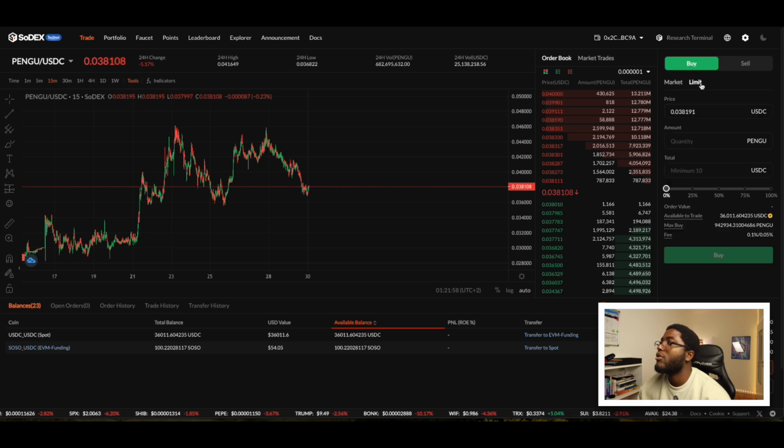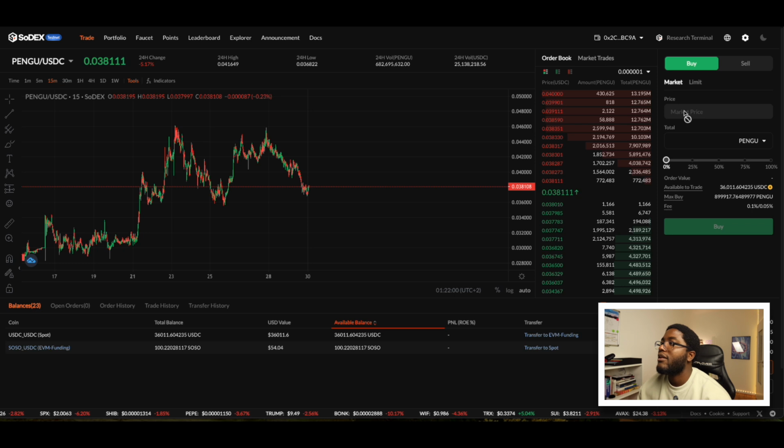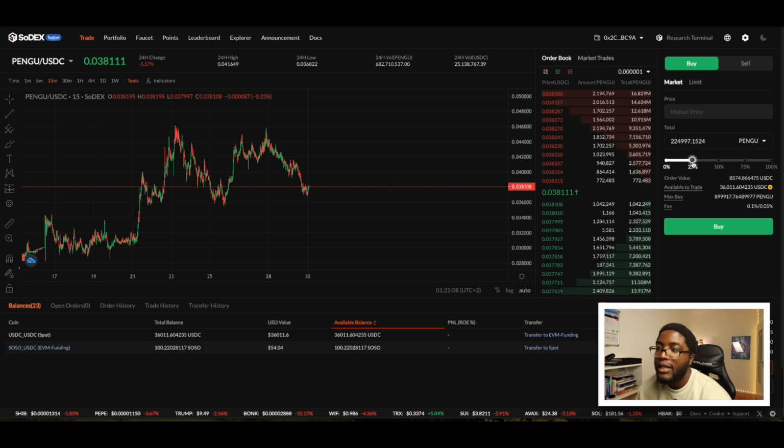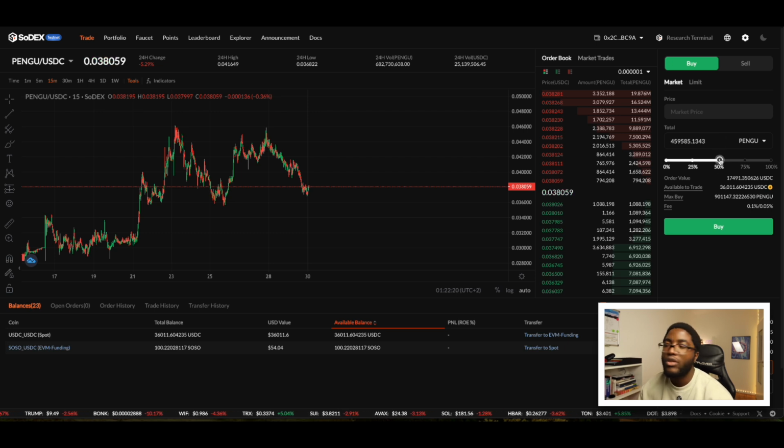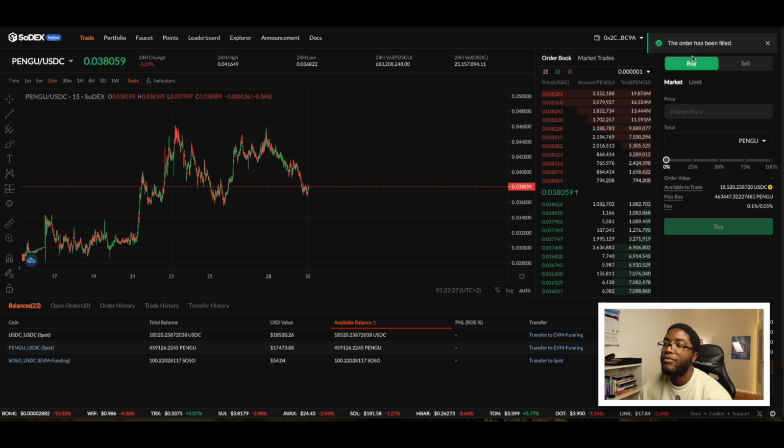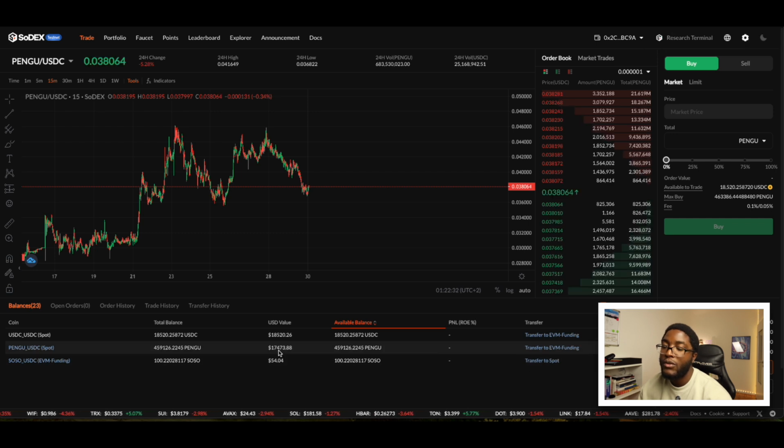Market and limit. We're going to go to market, and market price just means it will take what is currently on the market. We're going to take 25% of our total USDT available balance, which is $36,000. So 25% would be $8,000, but let's use 50% so that it doesn't take too long. Then we're going to buy. As you can see, order submitting, order has been filled. And now we currently have 17,000 worth of Pengu.